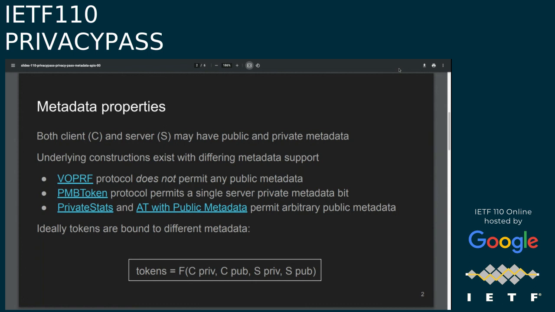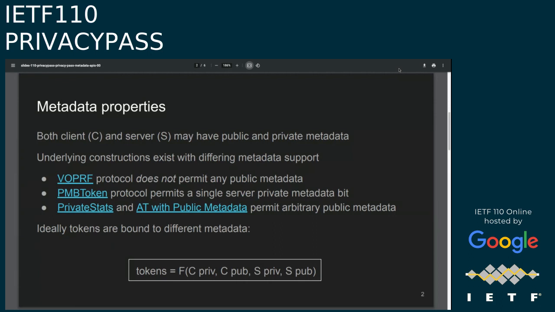We talked about this in the CFRG meeting a bit earlier. The PMB token work from Google, which the Trust Token is based on, permits private metadata from the server side, but only a single bit. And then the recent Private Stats anonymous token work, which is linked here, permits arbitrary client or server metadata. It doesn't actually say whether it has to be the client or server that provides it, only that the server is the one that folds it into the computation.